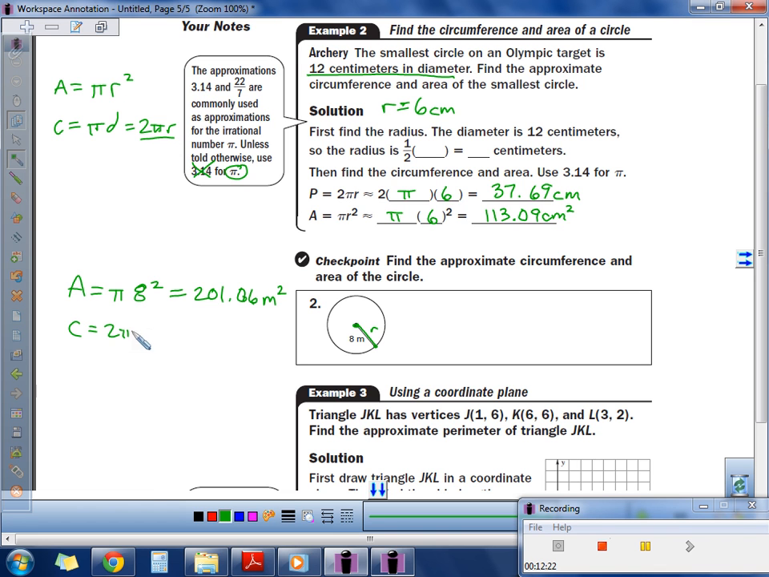So 2 times pi times 8. Or you could type in 16 times pi on your calculator, and what do you get there? .26. And units would be meters. Cool. Any questions?